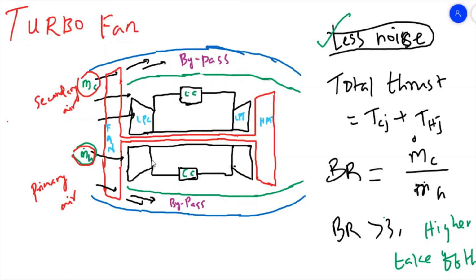Especially, the frontal area of the engine will be larger because of the fan. That is the only restriction or limitation. The frontal area is higher than other engines because of the fan. Other than that, this engine is more fuel efficient, and also has higher takeoff thrust, and also less noise.